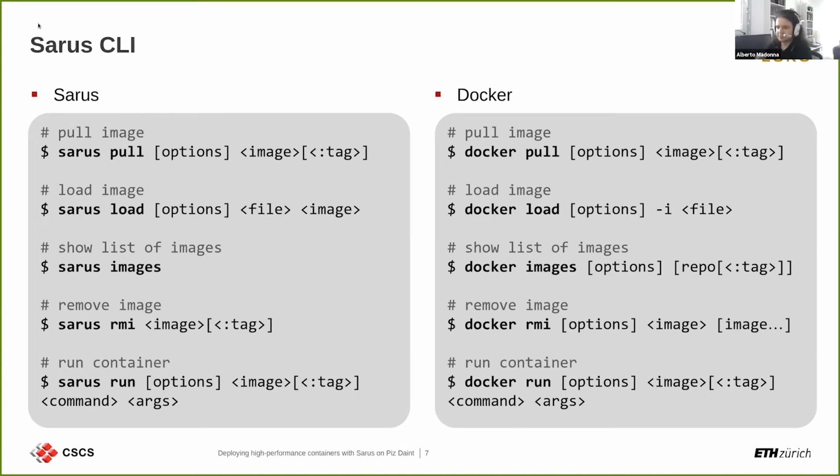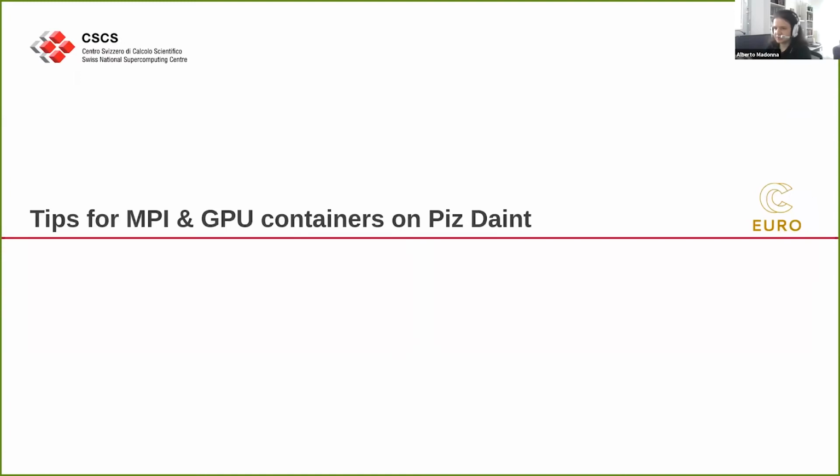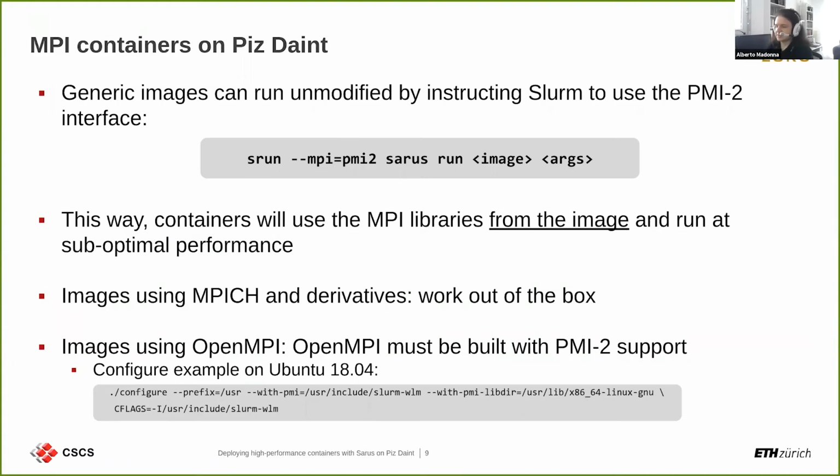Okay, this is going over our very quick general introduction about Sarus, and I'll be going over some advice and suggestions on how to run MPI and GPU containers on Piz Daint. First, we'll start with MPI.